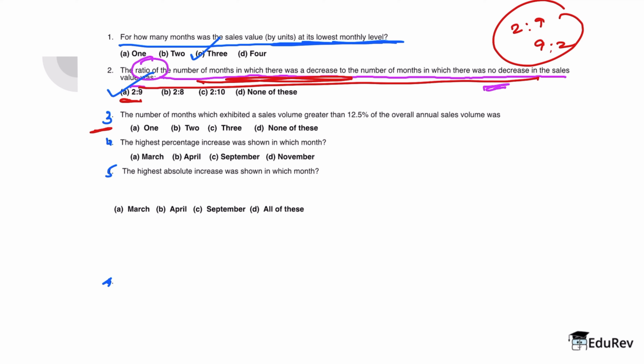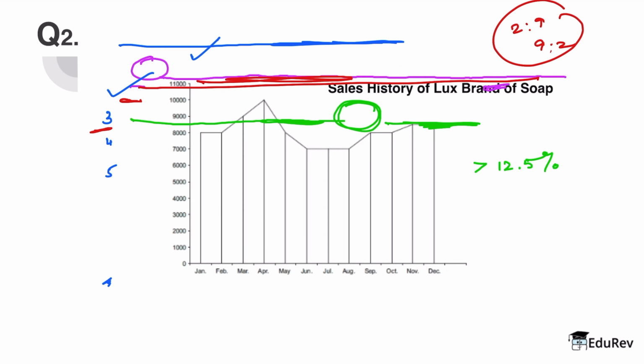Alright. Now question number 3. So question number 3 states the number of months which exhibit a sales volume greater than 12.5% of the overall annual sales volume. Now for question 3, let's read the question again. The question says the number of months which exhibit a sales volume which is greater than 12.5% of the overall annual sales volume. Alright, so the total sales volume was 97,000.